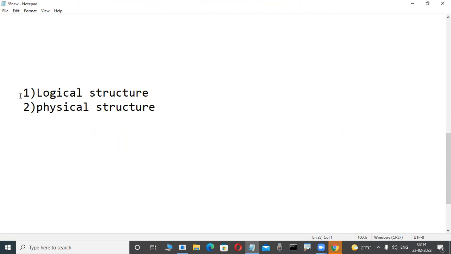Every database has two types of structures. One is a logical structure, another is a physical structure. Anybody in our class, maybe computer students, tell me, what is a logical structure? What is a physical structure? Maybe in your academic career, in DBMS, there is some theory. No? In that case, that will be there.